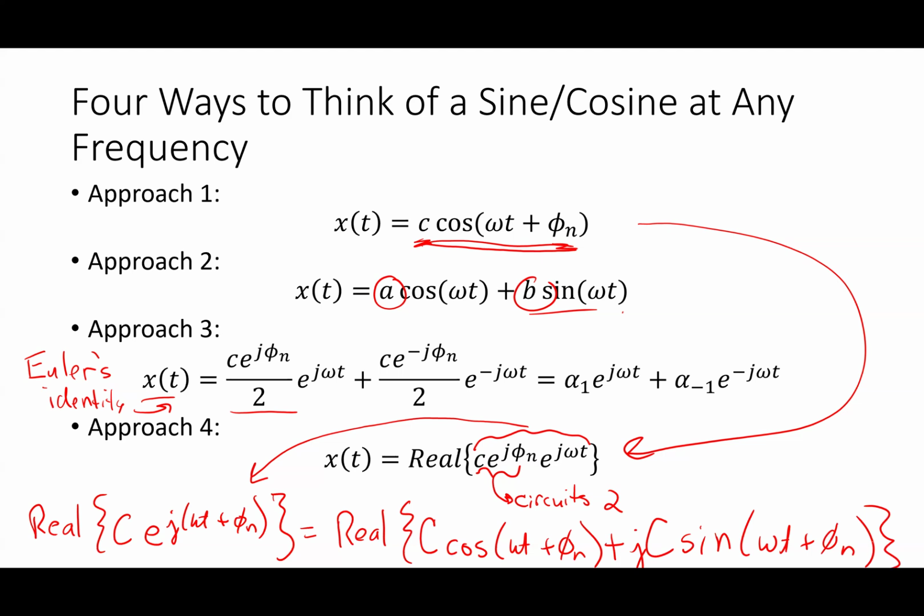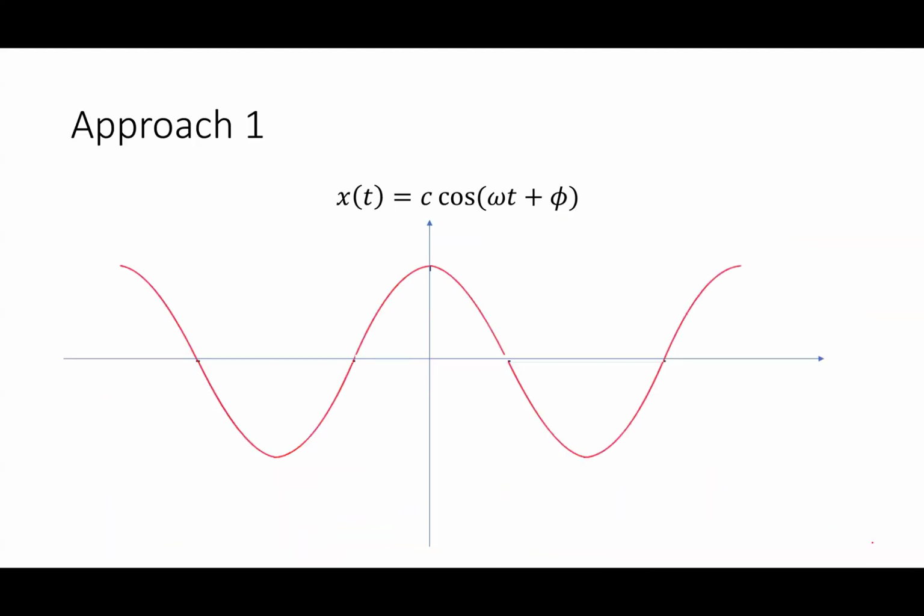So I'm saying the real part of that thing is the cosine part, right? So it all comes back to that thing at the top. Both of those use Euler's identity, both approach 3 and approach 4, just in different ways. So approach number 1, I basically say I got this guy right here.